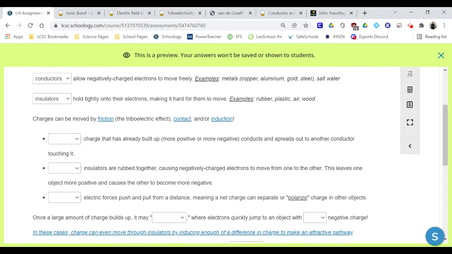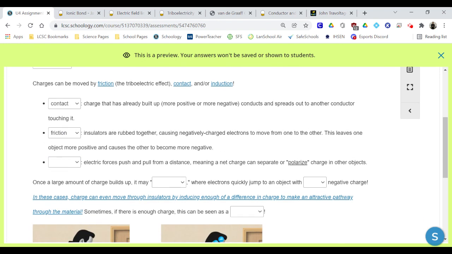Okay, so if we have charge that's already built up that conducts and spreads out to something that's touching it and in contact with it, that's our contact method of charging something. We move charge from someplace to someplace else. If we rub together insulators and cause that charge to separate from each other, leaving one thing positive and making the other thing negative, that's charging by friction or the triboelectric effect. And if we can cause that push and pull from a distance, we can separate the charge, or the fancy science word for that is polarize it, and that's called induction.